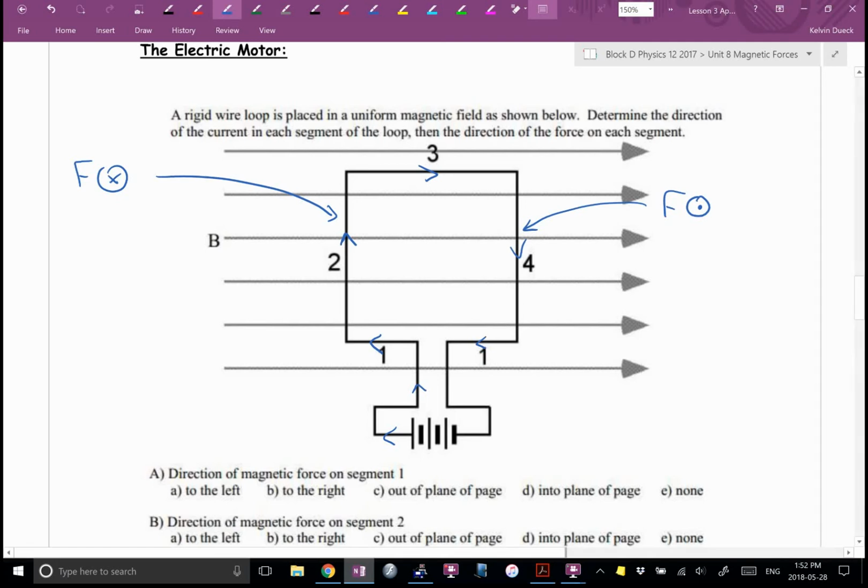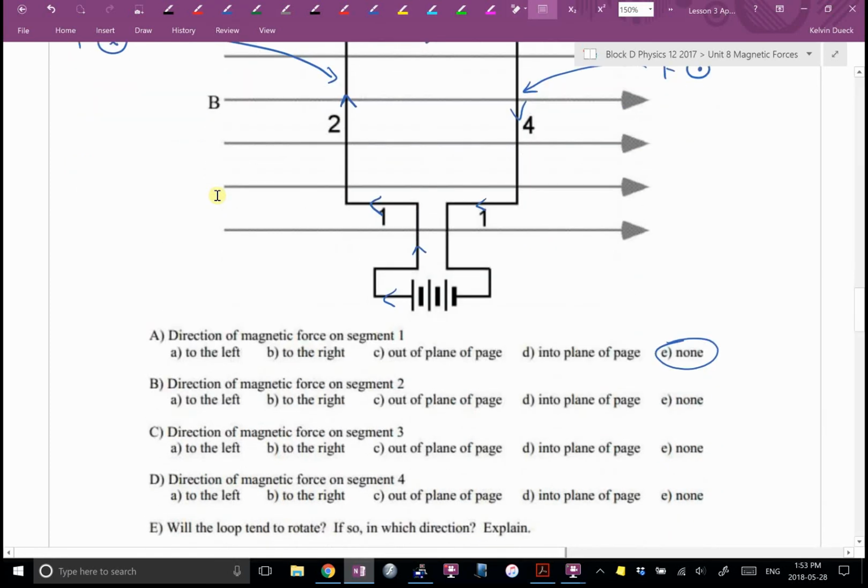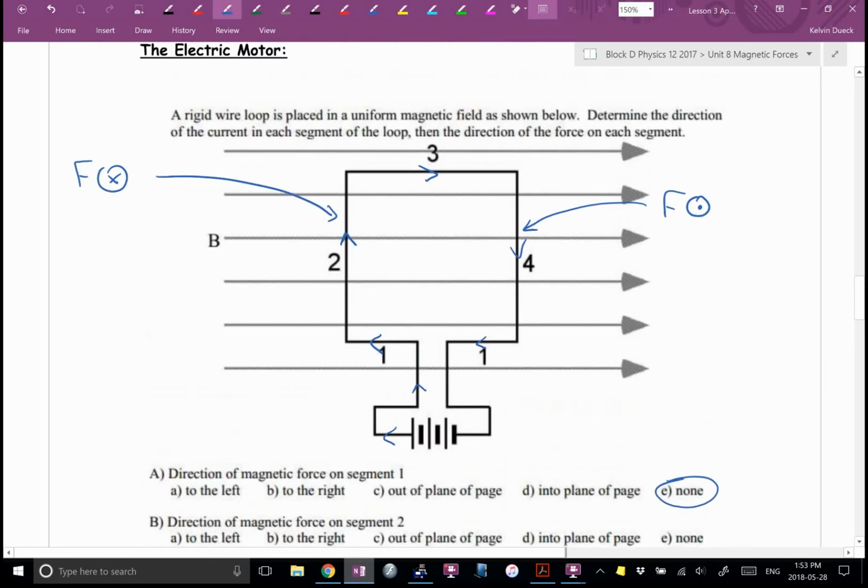Okay? So let's fill in these questions here. It says, the direction of the magnetic force on segment 1: there's none, because for you to experience a force, you have to cut across the magnetic field lines. You don't run parallel to the magnetic field lines. And the same goes for the direction on line 3. There's none. But what's the direction of the magnetic force on segment 2?